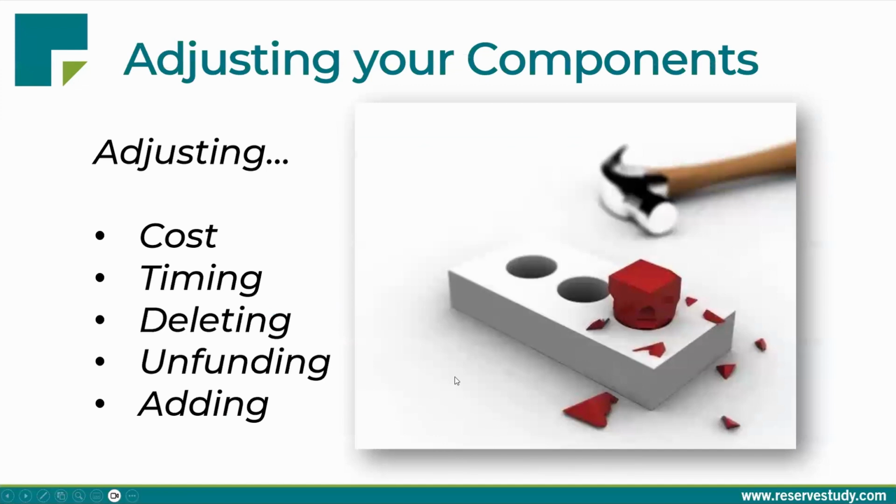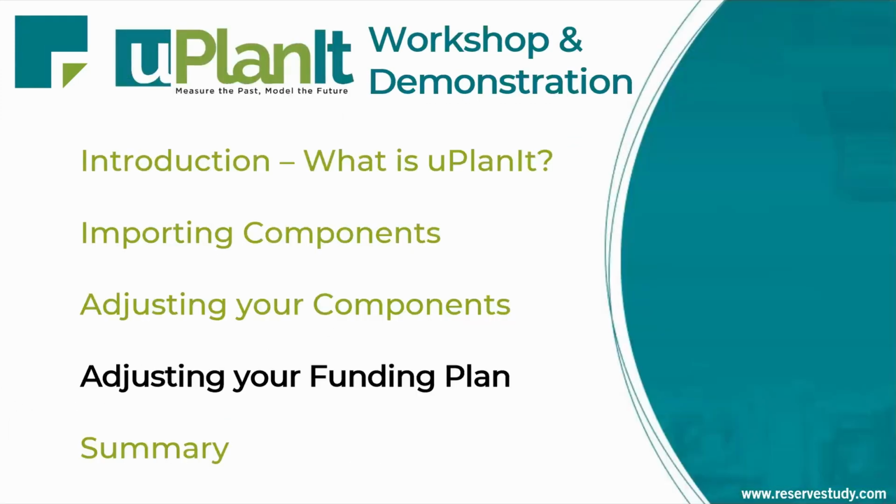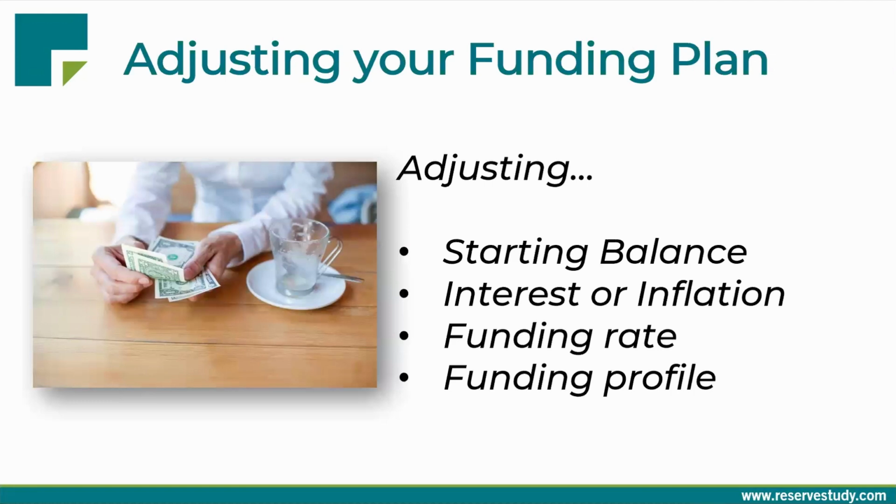All right, so we've talked about making changes to the components. Let's now move to the idea of adjusting your funding plan. What kind of changes can you make? What's going to happen here? Basically, here we work with adjusting the starting balance, maybe the interest or inflation, the funding rate, funding profile. Let's leave the components as they are, and now let's start looking at what the components have the effect of doing and what your choice of funding plan is going to do to the future of the association.